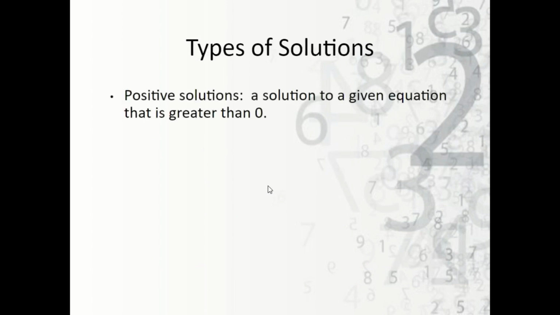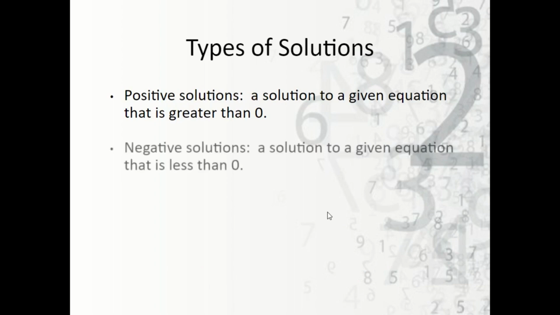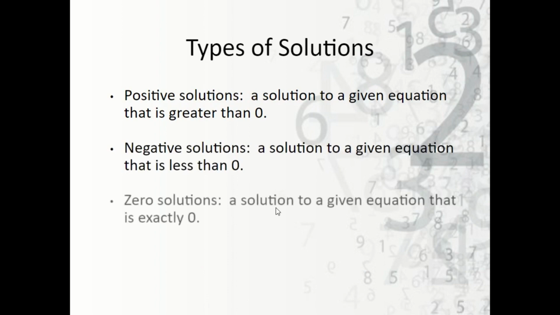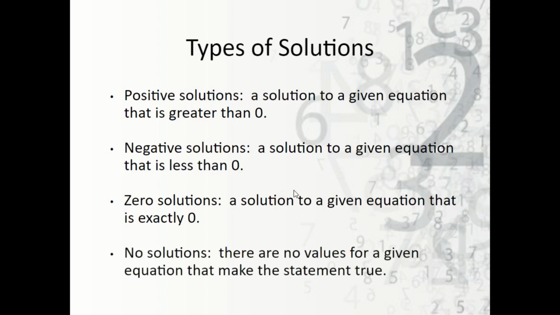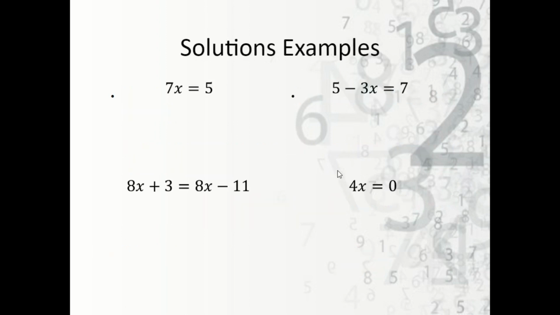Now there are different types of solutions. A positive solution is a solution that is greater than 0. So for instance, 2, 4, 9, those would be positive solutions. Negative solutions have a negative value. So negative 2, negative 4, negative 9, those would be negative solutions. And then 0 solutions means that the only solution is exactly 0. Lastly, there are no solutions, which means there are no values that will make this statement true.